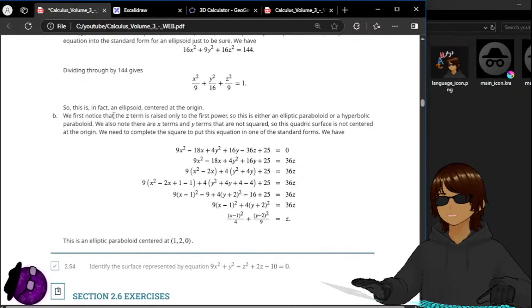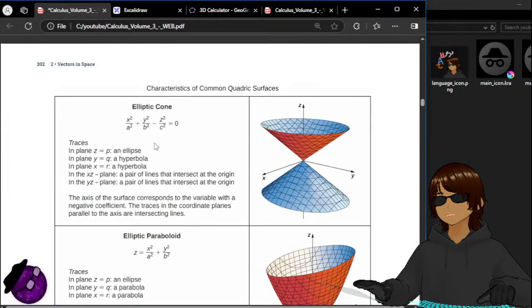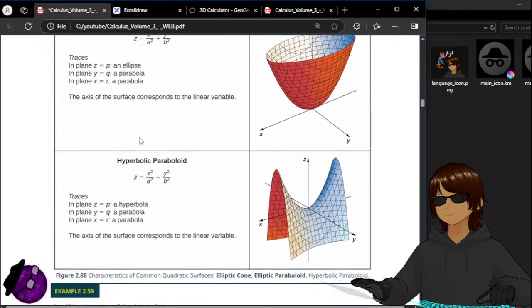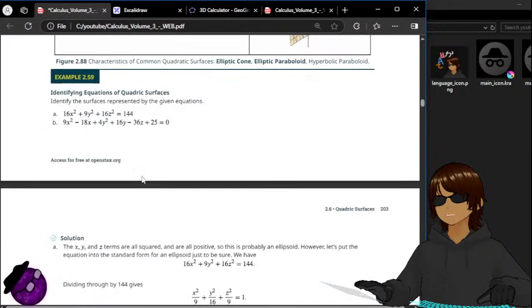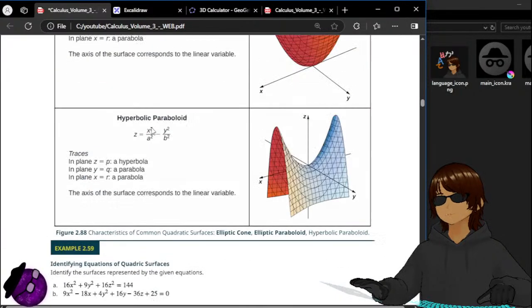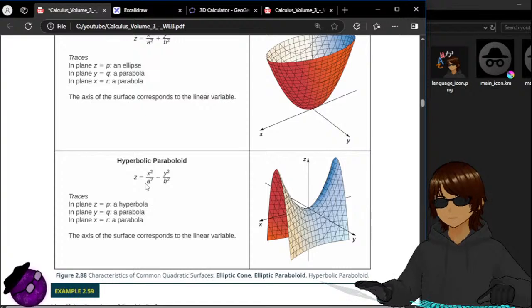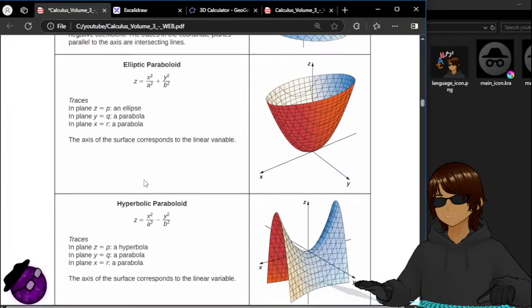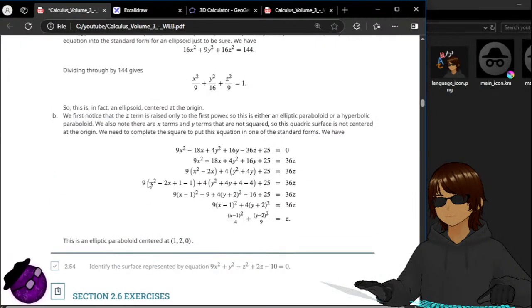You first notice that the z term is raised only to the first power. So this is either an elliptic paraboloid or a hyperbolic paraboloid. For an elliptic paraboloid, the z is only to the first power. But there's also plus 25. Does that do anything? This is an elliptic paraboloid centered at 1, 2, and 0.